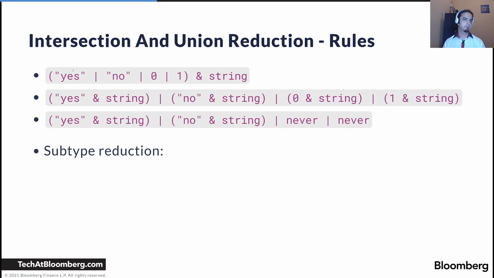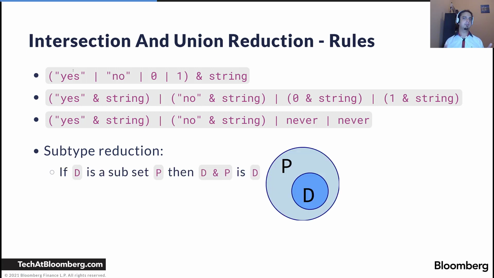But what happens next? Well, we get subtype reduction. Basically, if we have an intersection between a literal type and its parent type, well, the parent type just goes away, because if something has to be yes and has to be a string, well, the only string value that can be that value is the string yes. This works in general. If you have D, which is a subset of P, then D and P will just result to D. If we think about it in terms of sets, this also works.